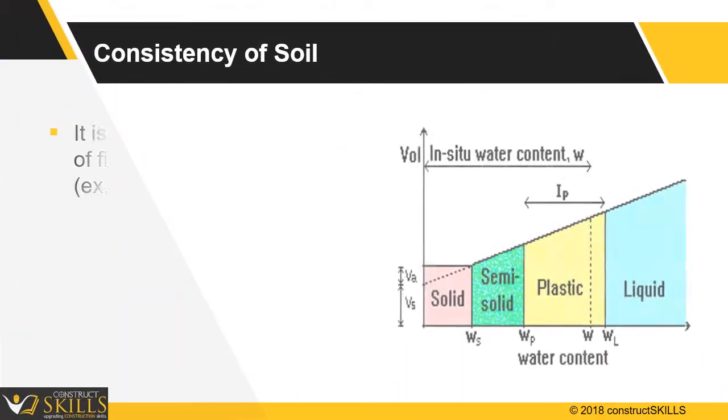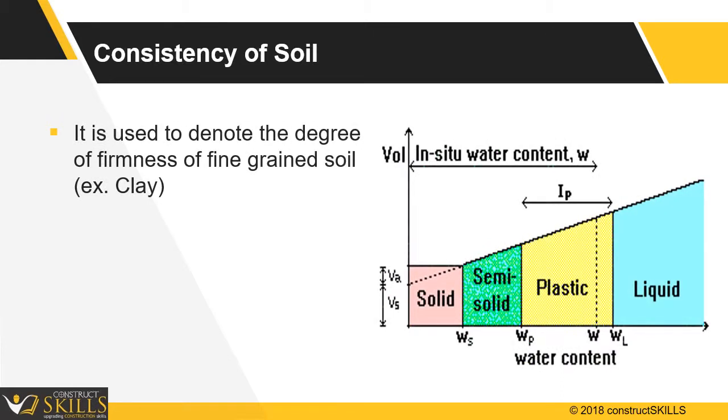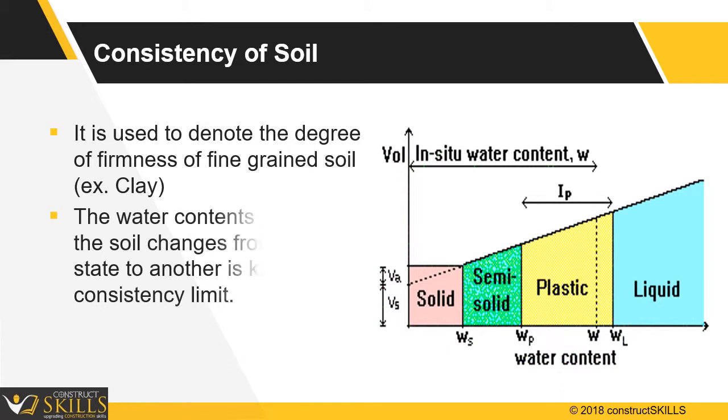Consistency of soil. It is used to denote the degree of firmness of fine-grained soil like clay. The water contents at which the soil changes from one state to another is known as consistency limit.